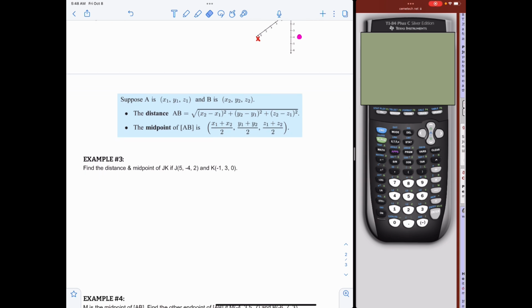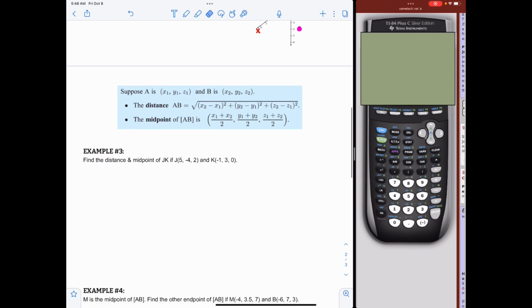So it says find the distance and midpoint of JK if J is located at (5, -4, 2), and K is located at (-1, 3, 0). So we do the same thing like we did in a 2-dimensional plane, except we have x, y, and z. So same exact thing. So let's find the distance.